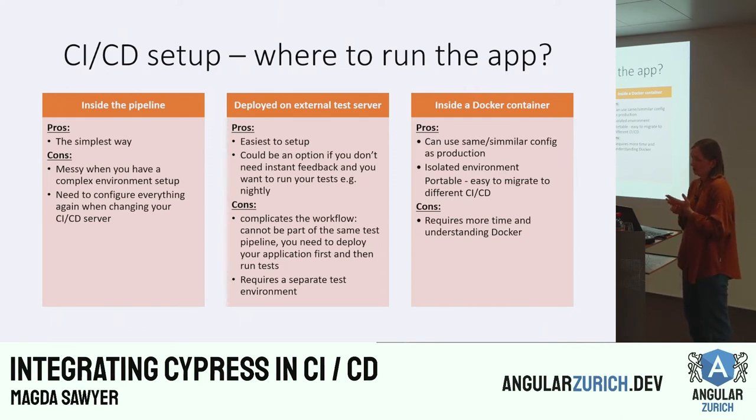Another way, that would probably be easy to set up, is to deploy it on an external test server. So just whatever you have in your dev environment, you put it on some other environment, which you deploy pre-testing, which means that you cannot actually integrate it in your build pipeline, but it might be an option if you don't need instant feedback. So if you would run your tests only nightly, why not?